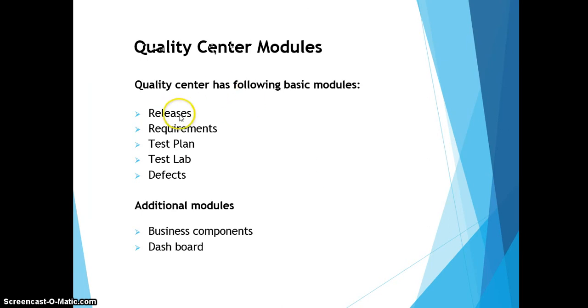So these are the 5 basic modules which Quality Center has, which I have defined for you in the previous slide. Just for a quick recap: releases, requirements, test plan, test lab, and defects. The additional modules are business components and dashboard.